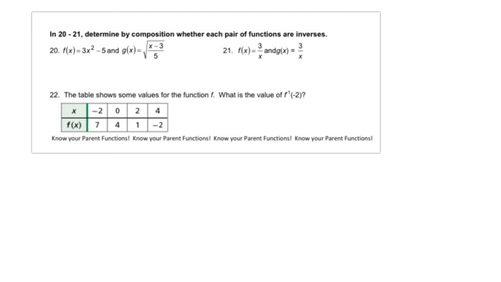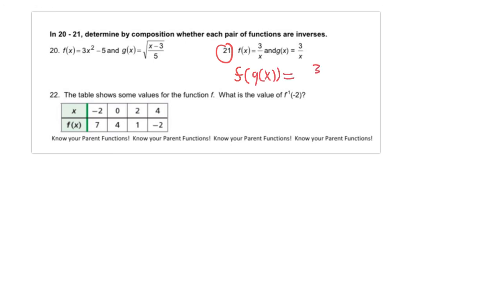Okay, looking at the odd numbered problems, which is just that one. How about that, huh? So, determine by composition whether each pair of functions are inverses. Well, what you could do is plug one function in for the x placeholder of the other, and then if you get an x as a result, then they are inverses. So let's find out what happens when we figure out what f of g of x is.